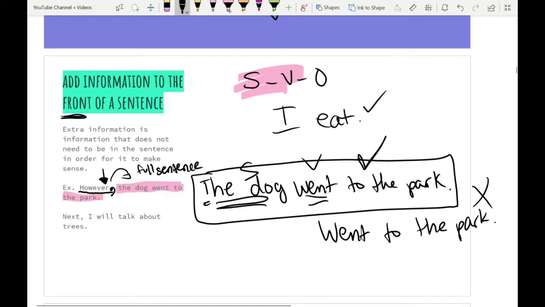I have another example right here, right? I will talk about trees. That right there is a sentence because we have our subject, I, and will talk being our verb. Right there, again, we have a transition word. Now, in the front of a sentence, you're very much going to have a lot of transition words.